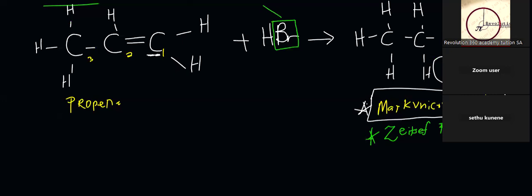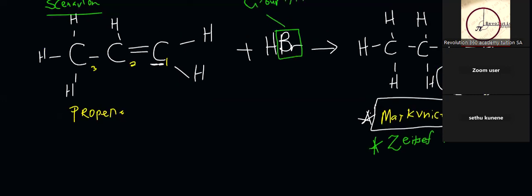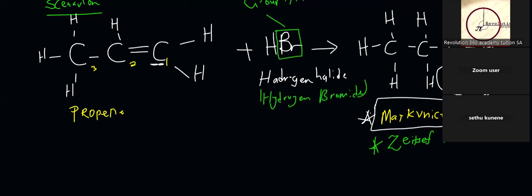Yes, sir. So this one is hydrogen halide. And if they say name it, you'll know that, oh, that is hydrogen bromide. If they say name it, you just write hydrogen bromide. Bromine becomes bromide, just like that. Any question?